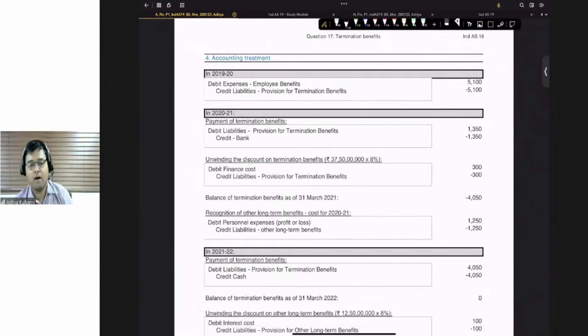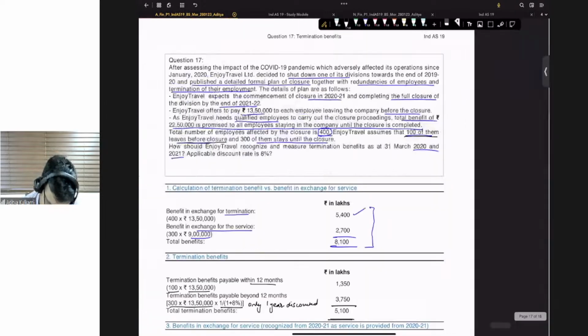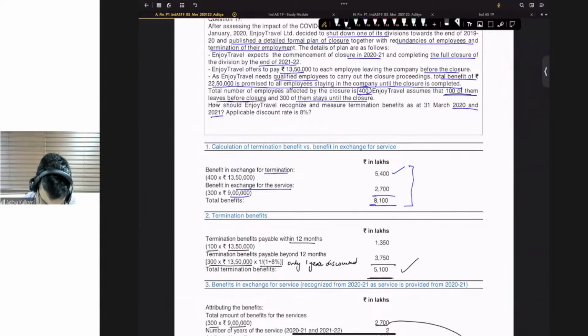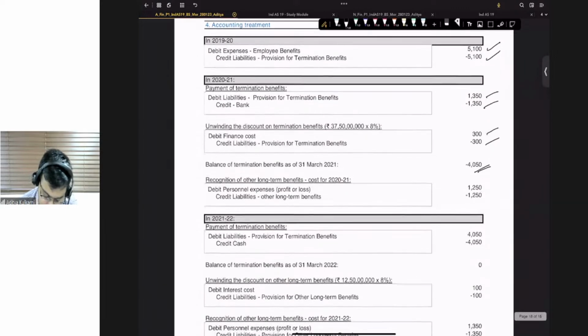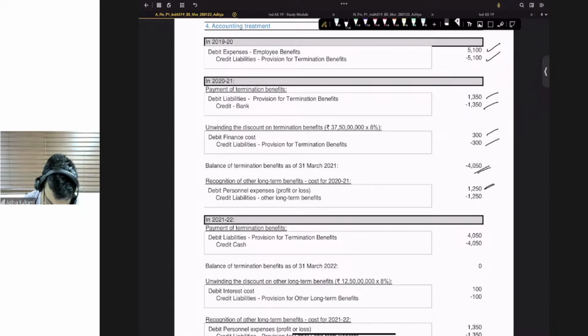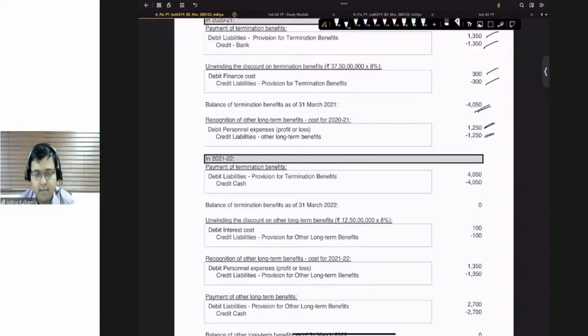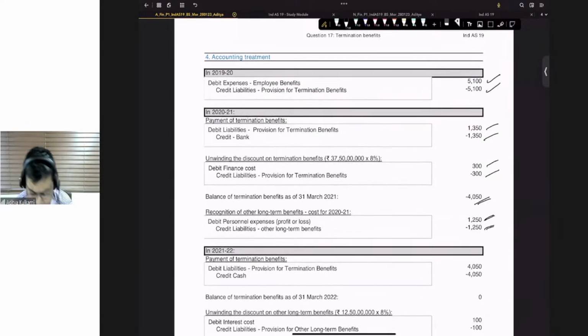Now, what will be the accounting treatment for this? Well, employee benefits expenses account debit to provision for termination benefits in 1920. This is 5,100, this figure. Okay. Payable within 12 months. Payment of termination benefits. Provision for termination benefits to bank 1350. Unwinding the discount, finance cost to provision. Balance of termination benefits as of 31st March 4,050. Personnel expenses, profit or loss account debit to liabilities, other long-term benefits 1,250. Okay. So this is what you are going to pass in 2020-21. Is it okay? Yes.